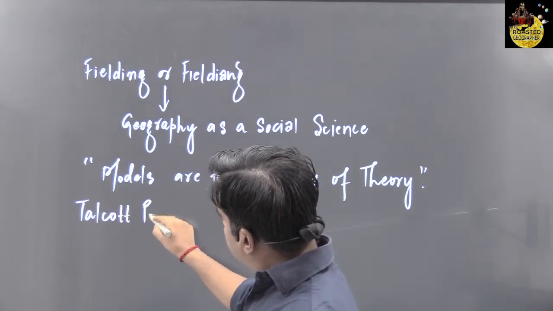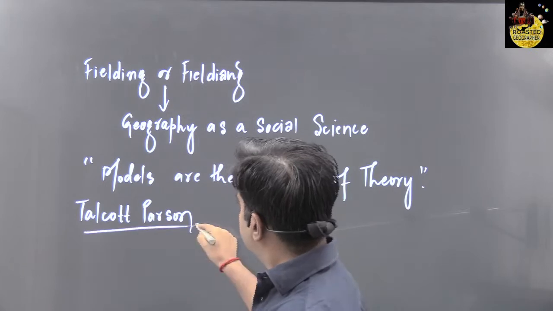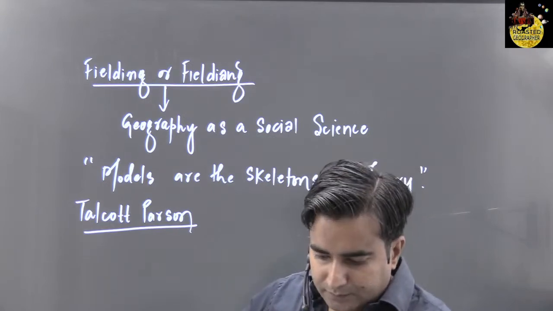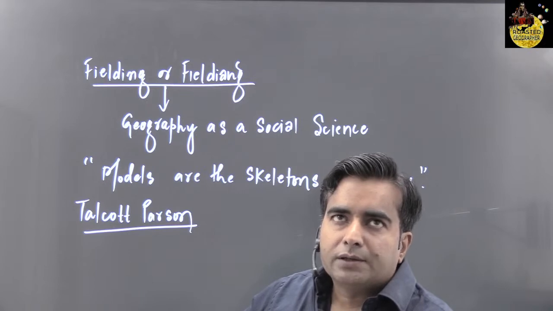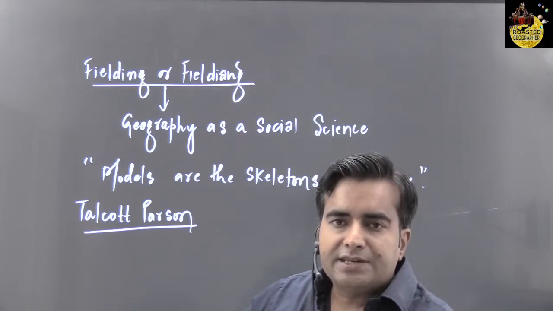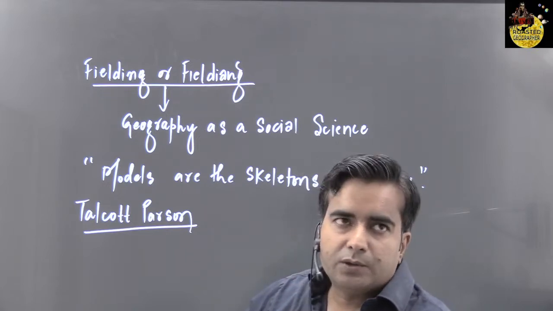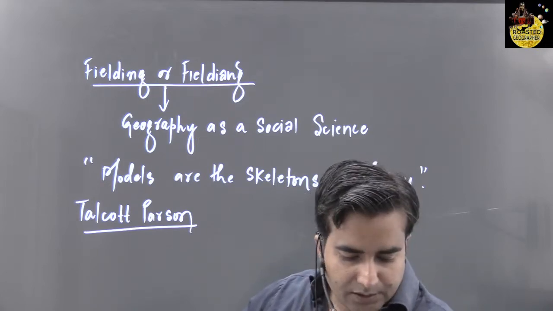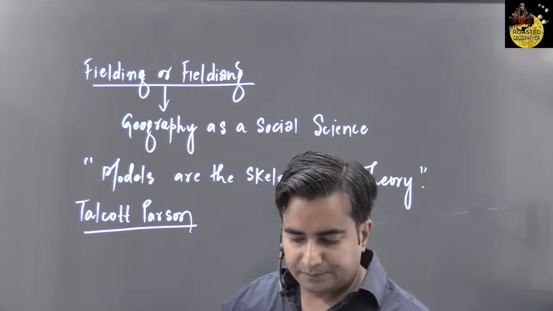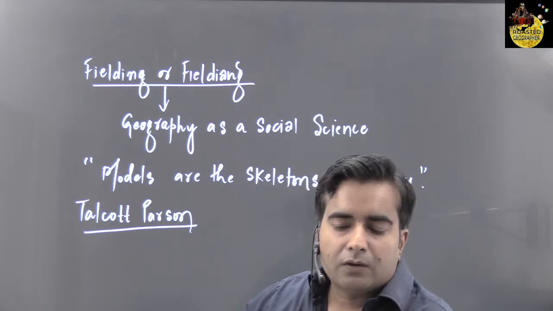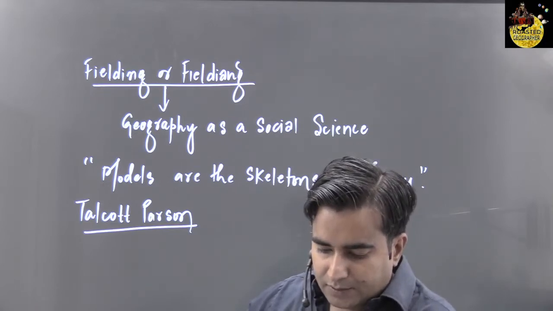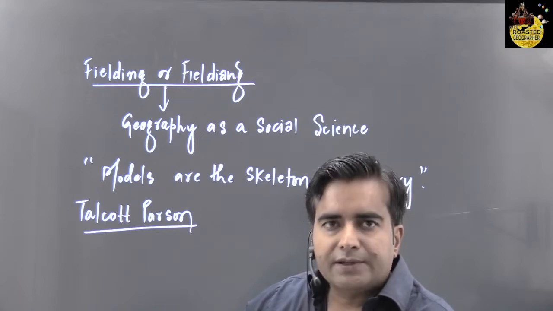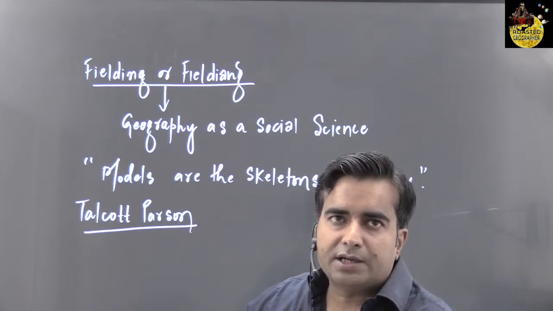Talcott Parson, another person. Talcott Parson viewed that theory is the generalization of the established events. While model is the representation of the established events.